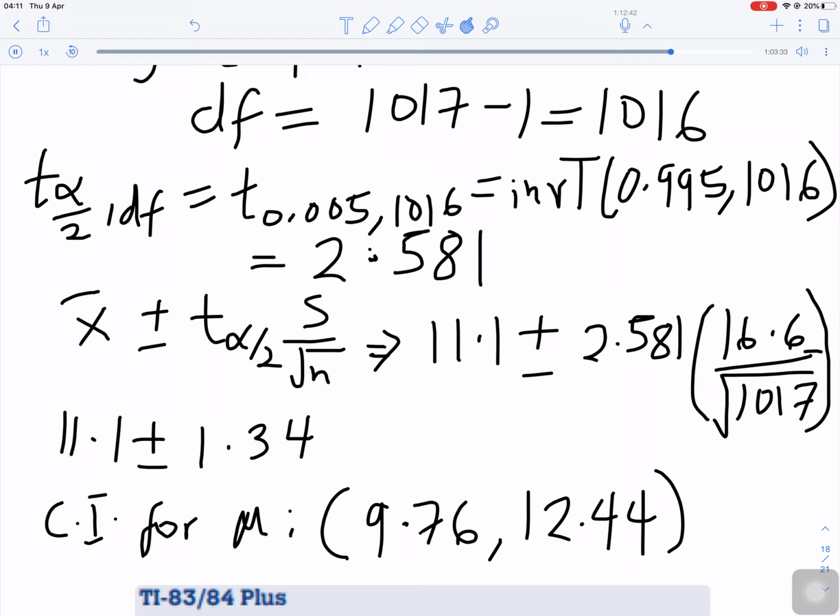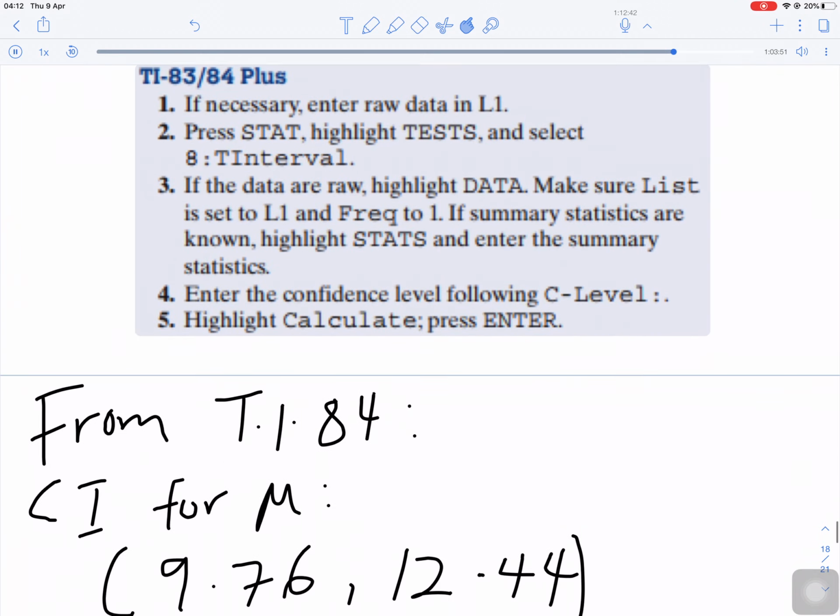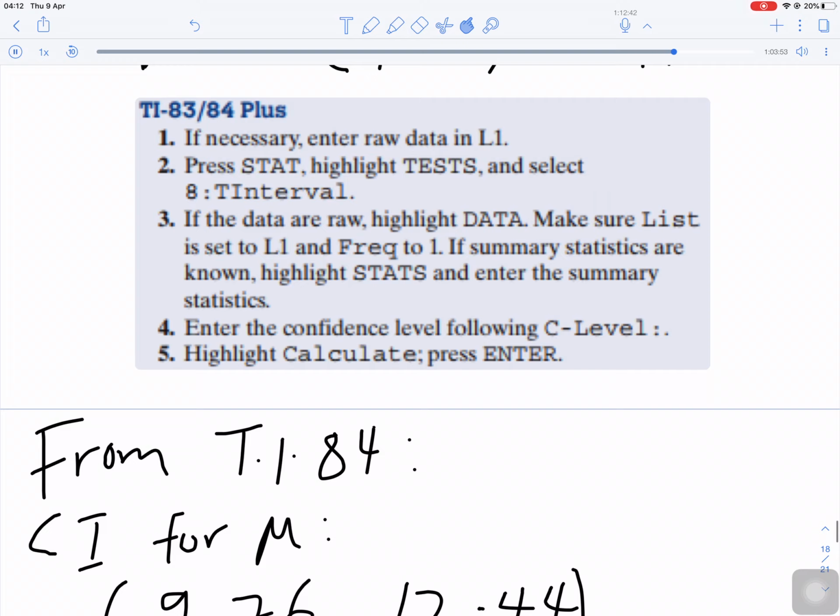But the beautiful thing is you don't have to go through the struggle. The calculator has a one-step approach you can use to get your result. So from the TI-84, how do we get our confidence interval? Now, I have the direction here. If you are not using raw data, and in this example we are not using raw data, you skip the first step. Then you go to the second step.